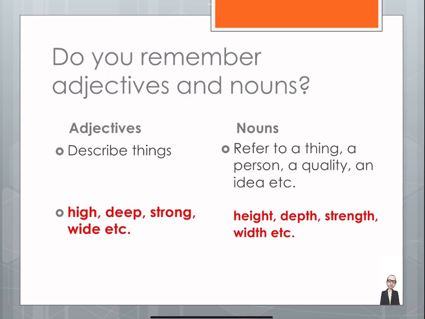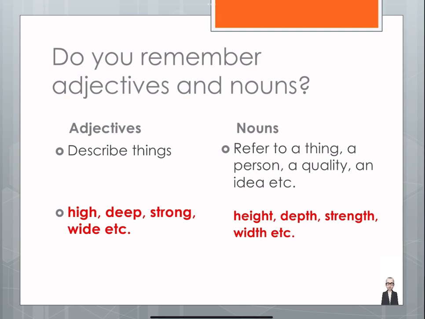There we go. Okay, now, as I mentioned at the beginning of the class, mostly we are going to focus on adjectives and nouns and how to use adjectives and nouns to describe buildings. Hopefully you remember that adjectives are describing words. So adjectives are words that are used to describe things. On the left side of your screen you will see a couple of examples as well. So high, deep, strong, wide, etc.